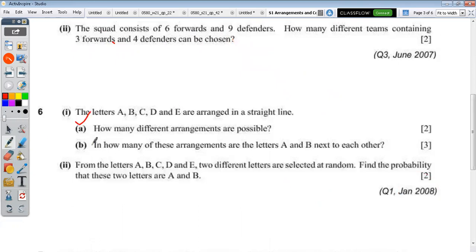So the letters A, B, C, D, and E are arranged in a straight line. How many different arrangements are possible? Okay, well, so there's 5 arrangements. So you're just going to say 120. So. Next one.